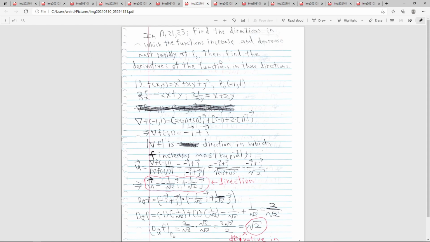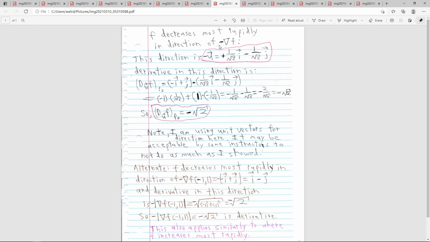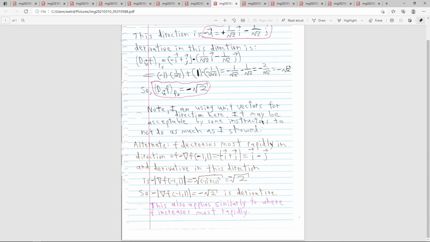Now you have to find the direction in which it decreases most rapidly. We have an alternate method we'll show in a minute, but first do the same thing but with negative. You can just make the negative unit vector by switching the signs. So do the directional derivative in that direction. It's the original gradient and this negative direction. You get negative square root of 2. So that's your direction and the derivatives in which they fall.